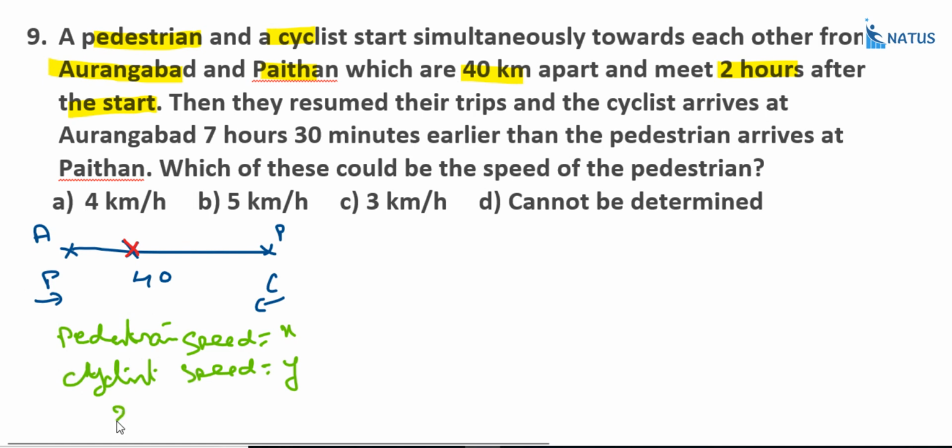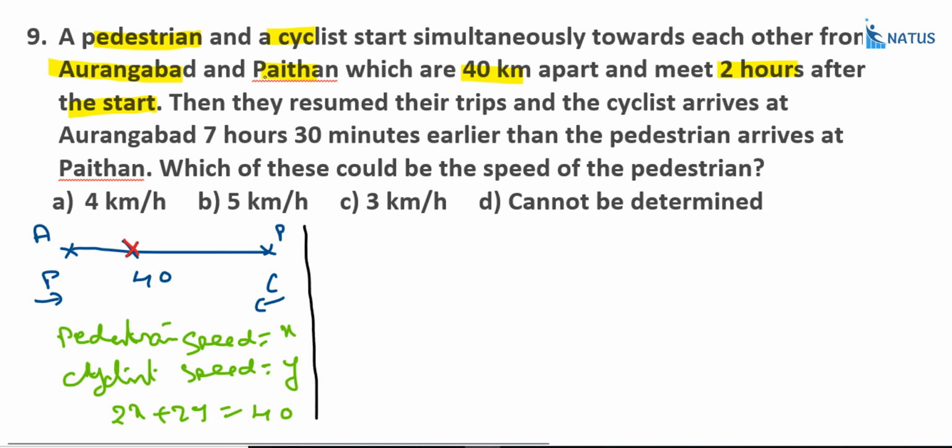Right? So here 2x plus 2y, 2x this distance and 2y this distance, is equal to 40. That implies x plus y is equal to 20. That is the first equation.